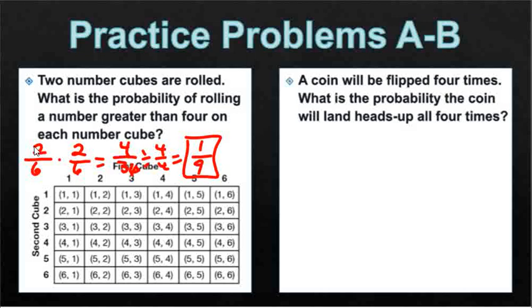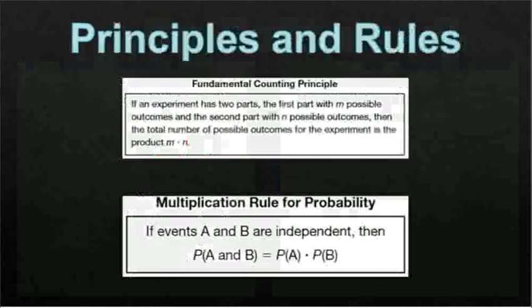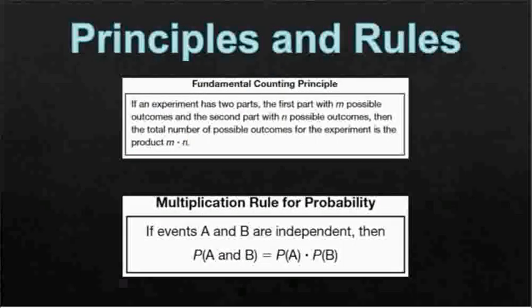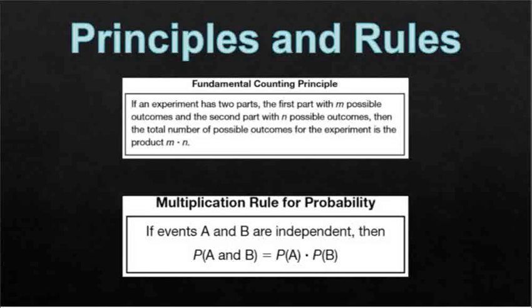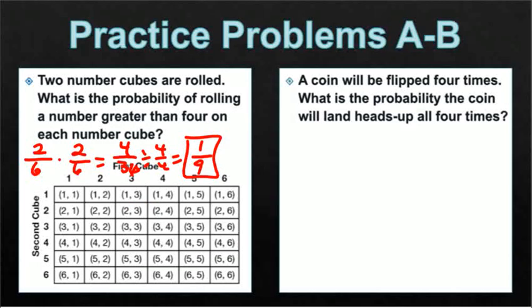And again, with these, going back to our principles and rules, we're using the multiplication rule for probability. Event A times event B. And going back to here, event A was one number cube, event B was the second number cube. So we're just multiplying those two together.